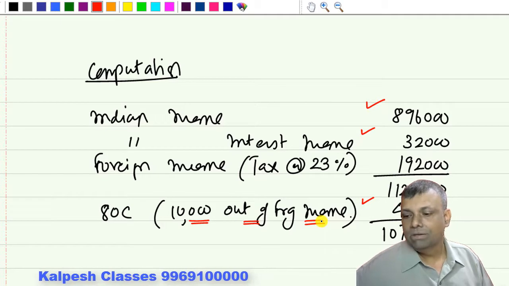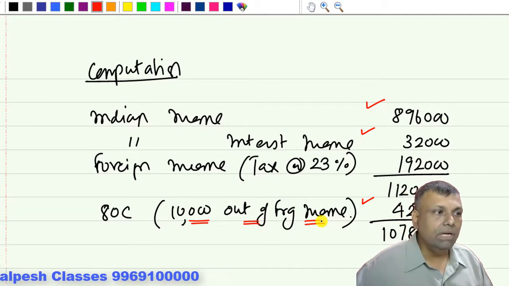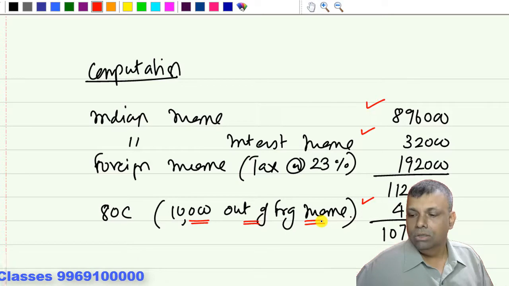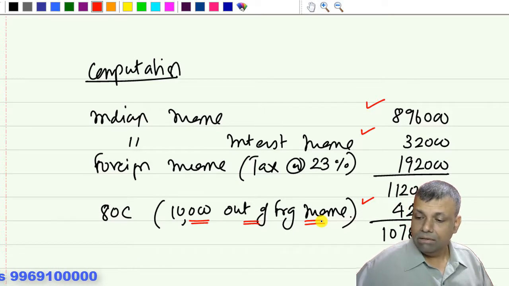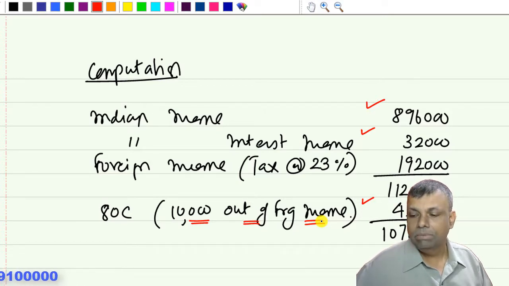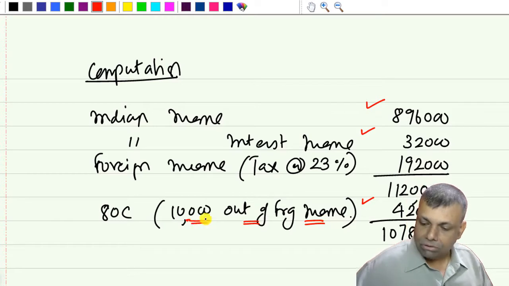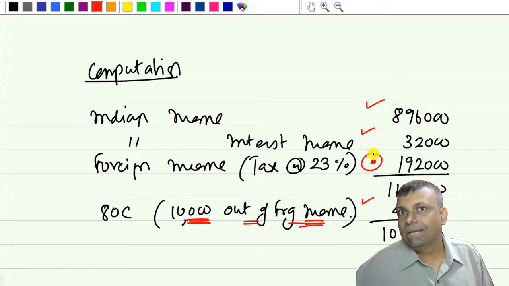Okay, so some people will take the view that you will consider it in the given situation, because ultimately you have to break up 10,78,000 rupees into your Indian income and the foreign income. This is something you will have to do. Some people will say that my foreign income here will be 1,82,000 rupees, because 10,000 which is out of the foreign income will be adjusted against foreign income. Okay, but that is not required to be done. But that can be the alternative view.